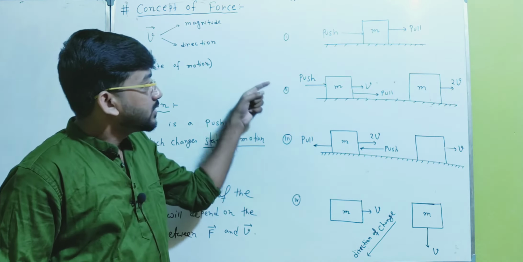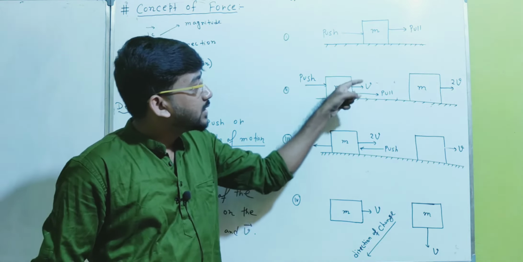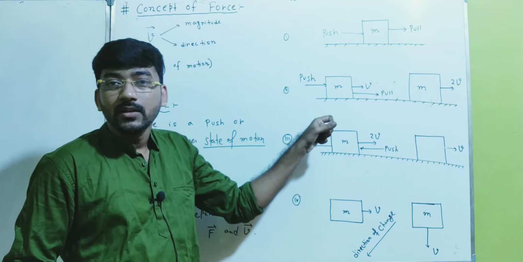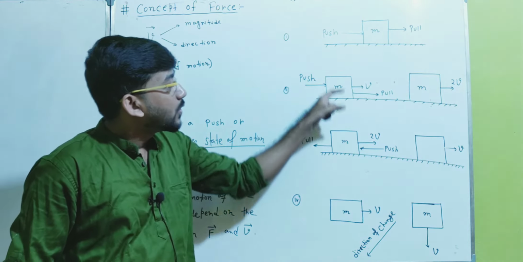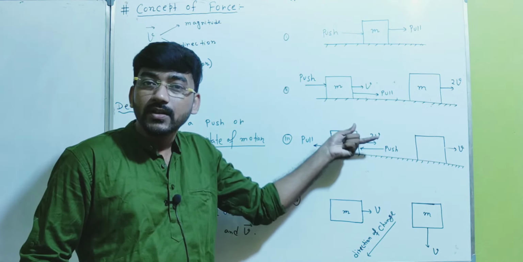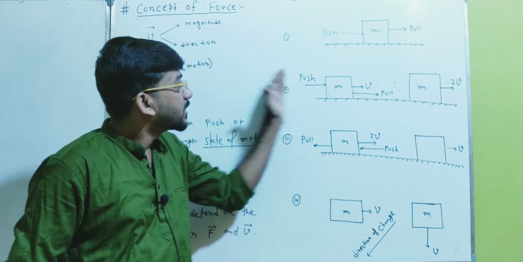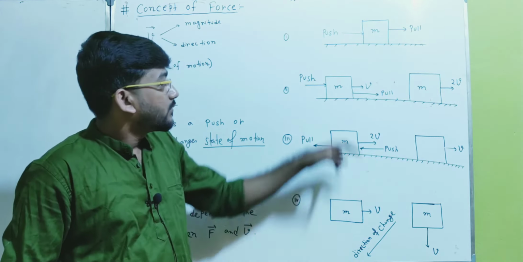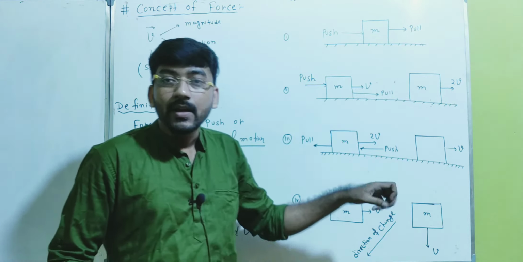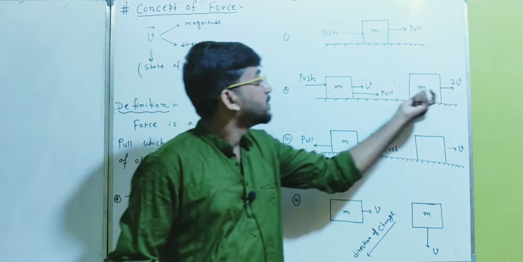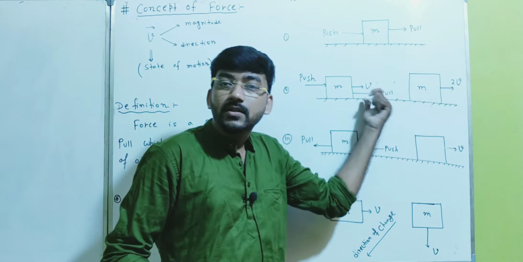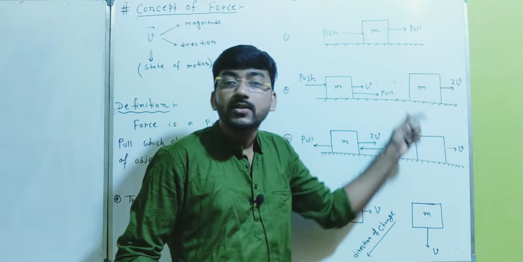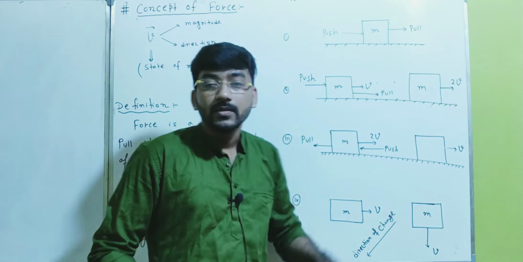So now let me give a push or pull in the direction of its motion. Let me assume that this block has a velocity v initially, and now I am giving a push or pull in the direction of its velocity. Then what will happen? Its velocity will increase, and I am assuming that its velocity becomes twice v, that is, the velocity is increased to double its initial velocity.